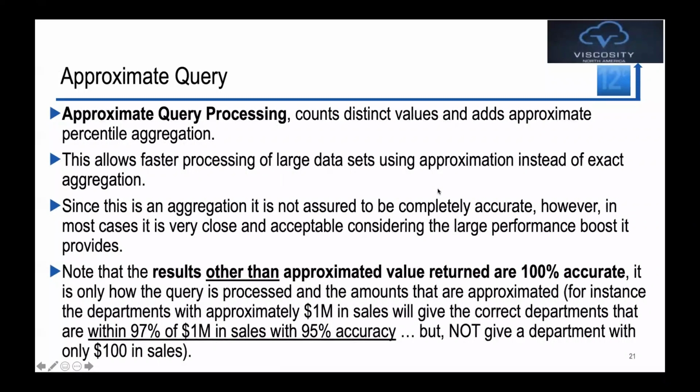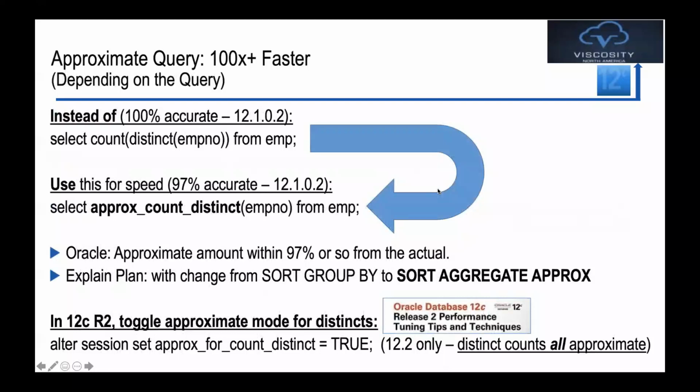Approximate Query. The results other than what I'm approximating are returned 100%, so keep that in mind. But if I'm looking for those departments with $1 million in sales, it's going to give me the correct department within 97% of 1 million with 95% accuracy. So it's not going to give me somebody with only $100 in sales. And you can also approximate and select count distinct from emp with an approximate as well, or I can toggle it on for all counts of distinct as of R2.